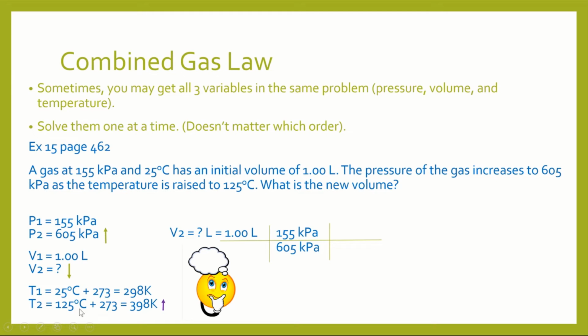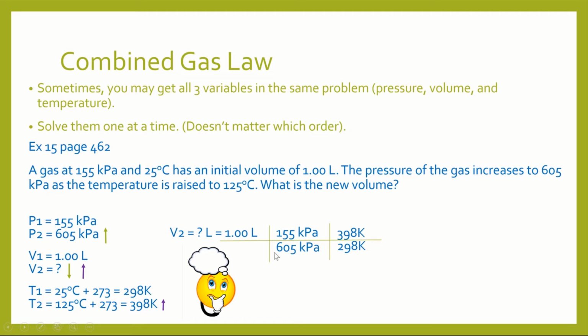Next, I'll take a look at the temperature. My temperature went up from 298 to 398 Kelvin. Again, we have to think about it. T and V, that's Charles's law. That's a direct relationship. So as my second temperature goes up, I want my volume to go up. So this time I want the larger of the two values on top. So 398 goes on top, 298 on the bottom.